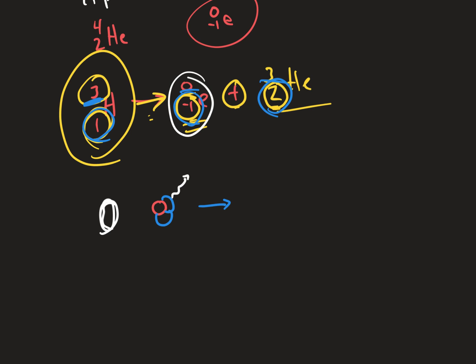Neutrons are neutral, right? If you have 0 and you get rid of a -1, what's the charge? What's 0 minus a -1? 1? Positive 1. So that becomes a proton. That neutron turns into a proton. That's what is happening.